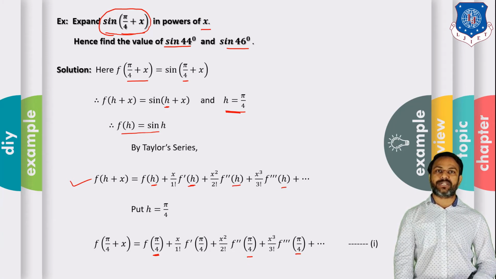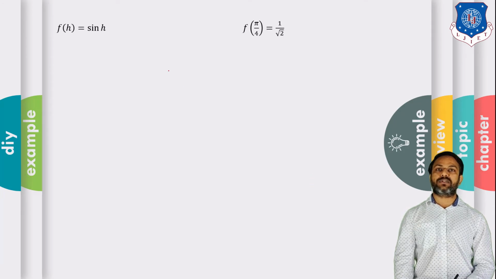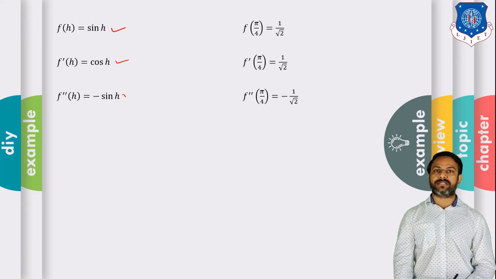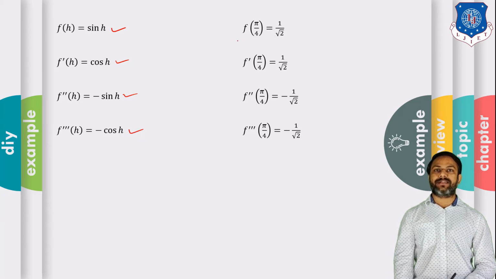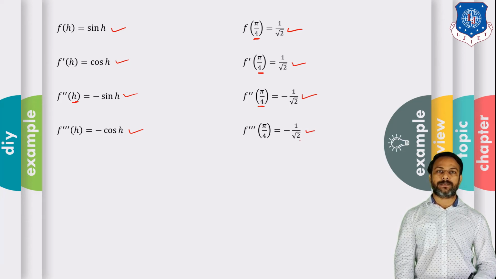Now by differentiating f of h is equal to sine h, we have f dash of h is equal to cos h. Again differentiate with respect to h, minus sine h. Again with respect to h we have minus cos h. And in all these derivatives we will put the value of h is equal to pi by 4. So we have sine pi by 4 is 1 by root 2, cos pi by 4 is 1 by root 2, minus sine pi by 4, that means minus 1 by root 2, minus cos pi by 4, that means minus 1 by root 2, and so on.